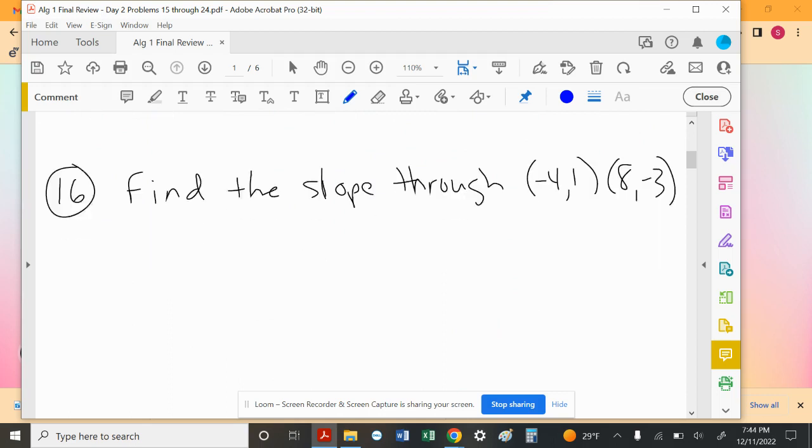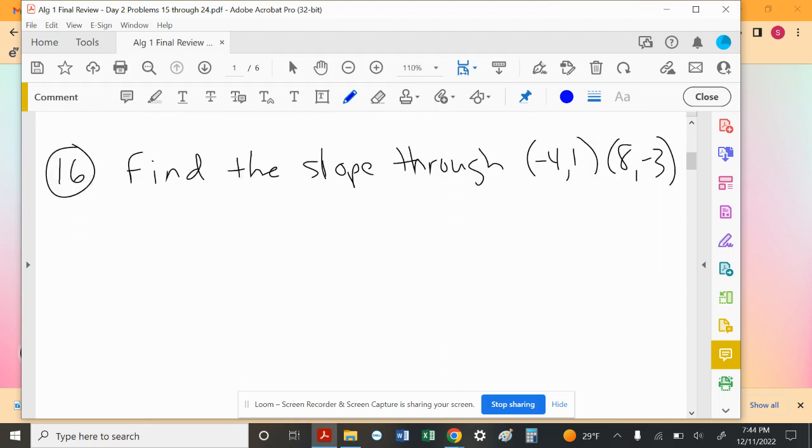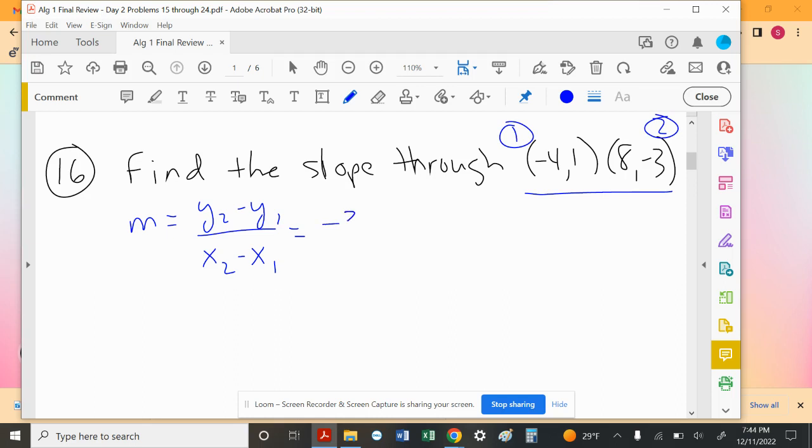Okay, number 16. So find the slope. So now what we want to do is find the slope between these 2 points. Remember that the slope equation is y2 minus y1 over x2 minus x1. So that's all we're looking for. I'm going to pick this as point 1. This one is point 2. It doesn't matter which one I pick, but just be careful. Make sure you do the y's on top. So negative 3 minus 1, and then the x's are on the bottom. So then it would be 8 minus a negative 4.